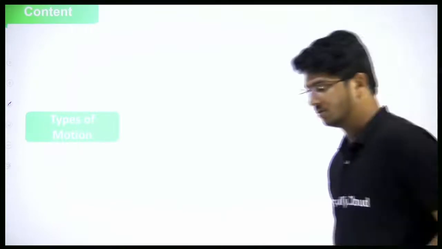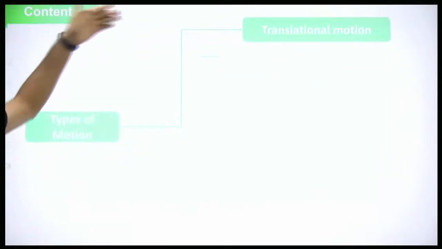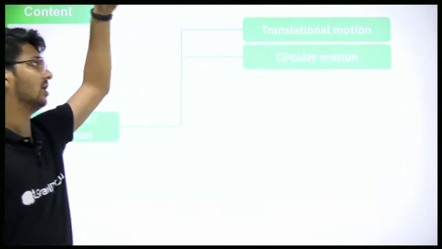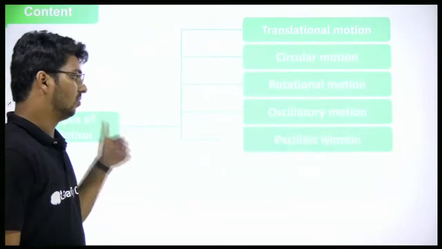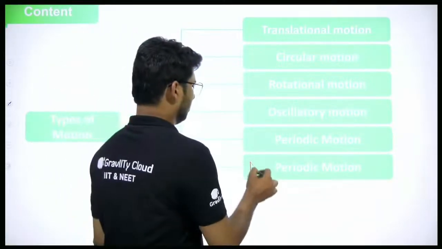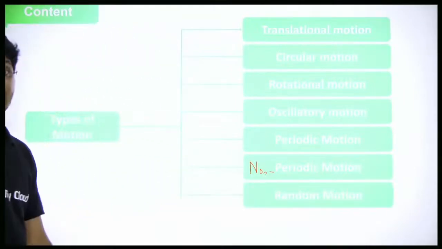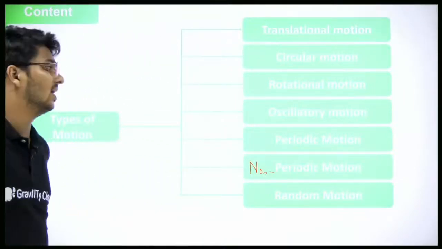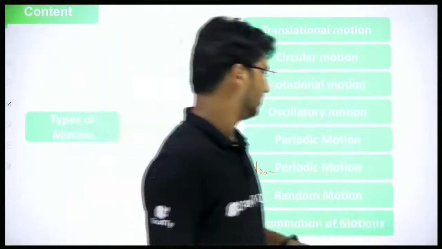Let's continue forward. Now we'll talk about the types of motion. So what different types are we discussing? We'll discuss a few types that I have listed down here: translational, circular, rotational, oscillatory motion, periodic motion, and non-periodic motion, and then we'll also be discussing random motion. Completely random motion. We'll be discussing all of them. Let's go into them one by one.